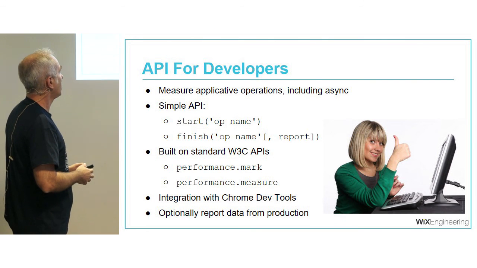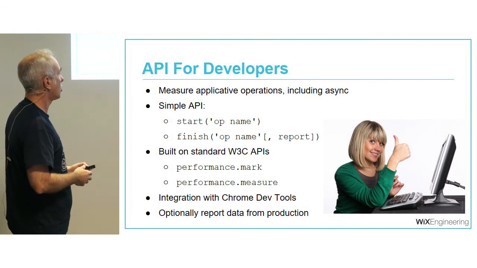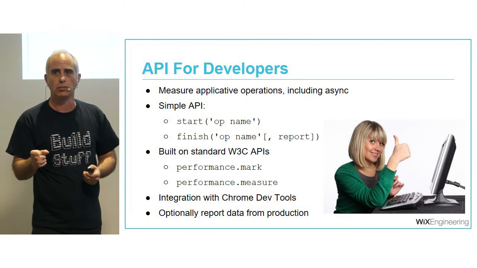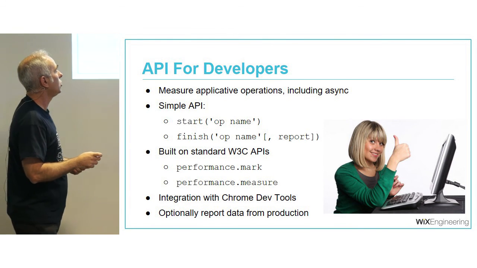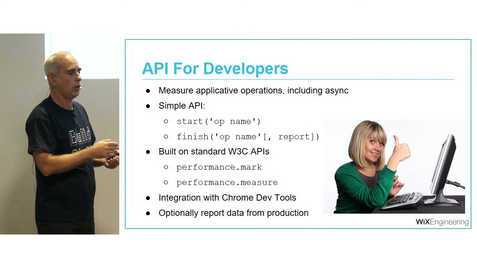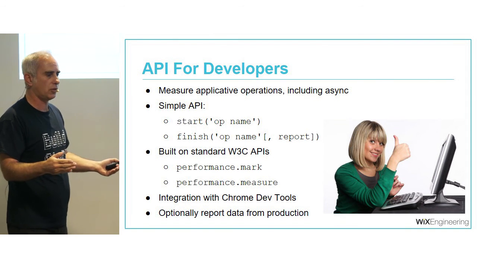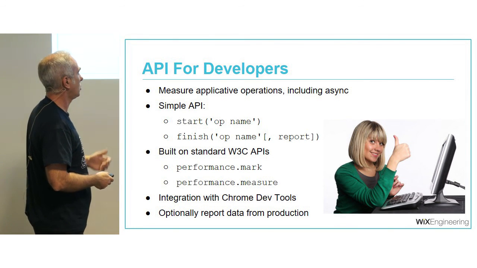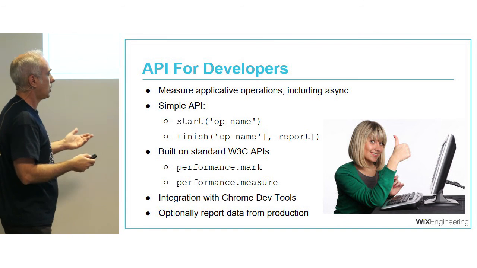So the simple API basically looks like this. You have a start method that you can call, giving it a unique identifier name, and then you have a finish call where you specify the matching name, which ends that specific measurement. There's also an additional optional report argument, which I'll talk about in a second. So that's all that's needed.